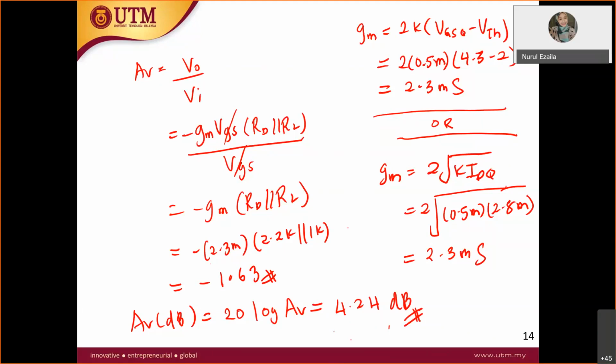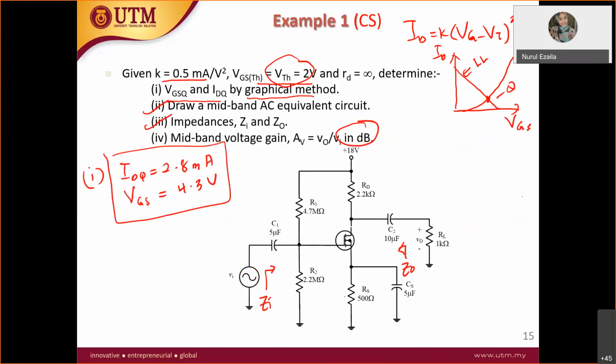Okay, for the AC equivalent circuit of the common source, this is quite straightforward. So basically, for me, MOSFET is much simpler than BJT. But MOSFET will only be asked in the final exam. BJT will be covered in the whole of test 2. All right, so I think this is for the common source.